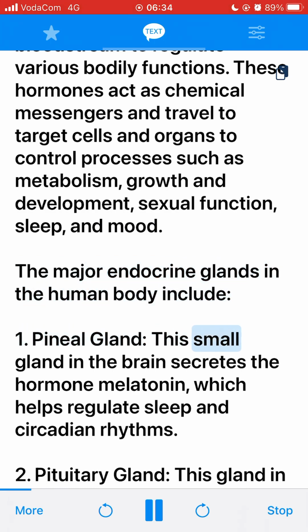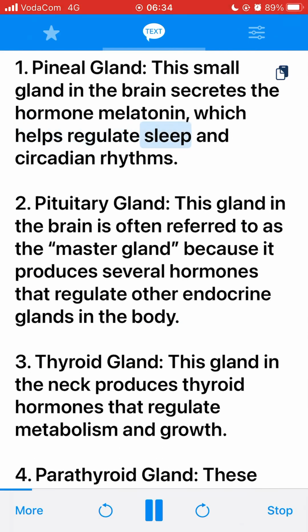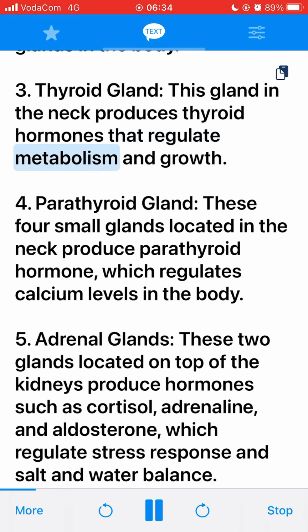1. Pineal gland. This small gland in the brain secretes the hormone melatonin, which helps regulate sleep and circadian rhythms. 2. Pituitary gland. This gland in the brain is often referred to as the master gland because it produces several hormones that regulate other endocrine glands in the body. 3. Thyroid gland. This gland in the neck produces thyroid hormones that regulate metabolism and growth. 4. Parathyroid gland. These 4 small glands located in the neck produce parathyroid hormone, which regulates calcium levels in the body.